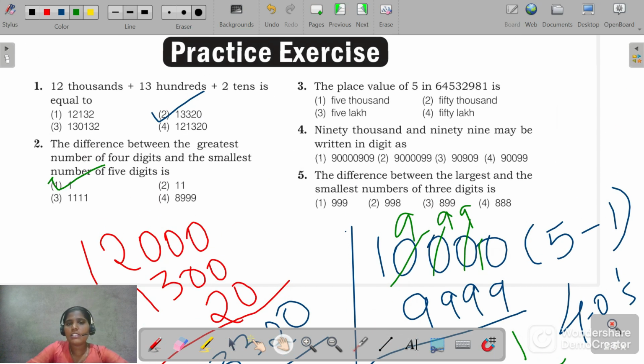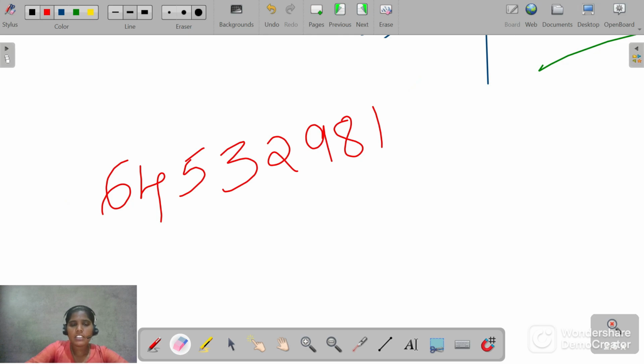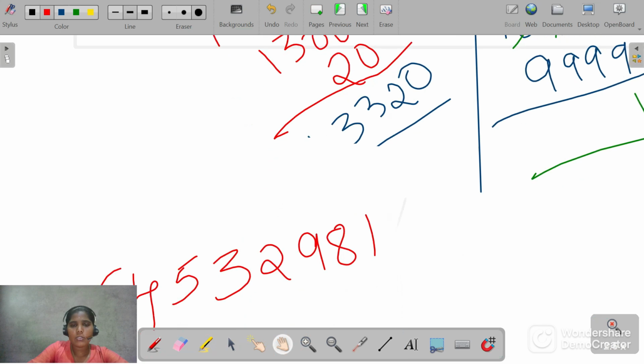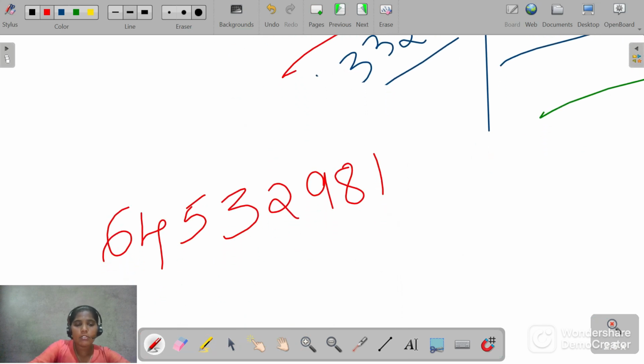The next question is the place value of 5 in 6453298. They asked for place value, not face value. If the question was face value, the answer would be 5 itself. There is no thinking when they ask for face value, but this is place value, so we have to solve it. We'll first write the number, whatever the number is, and check it once: 6453298. We have to find the place value of this particular number 5.